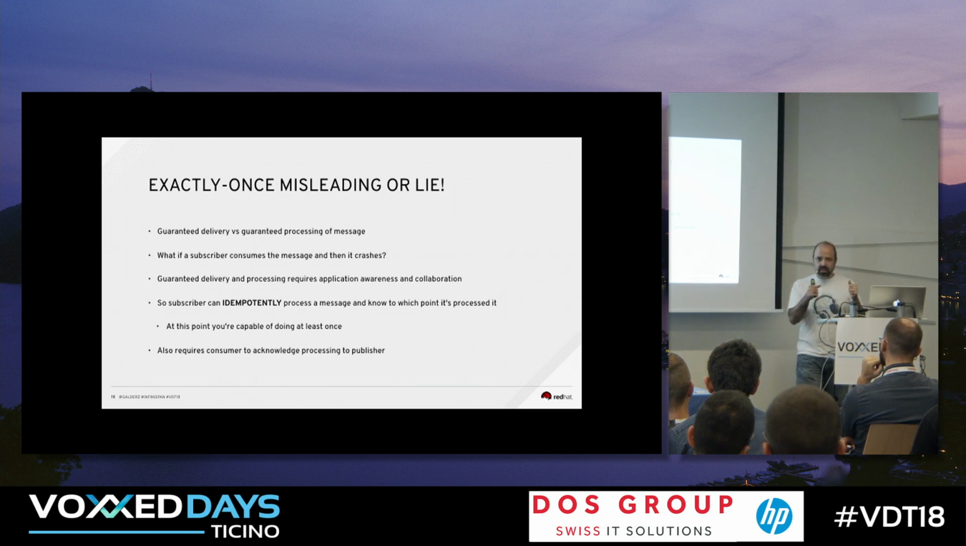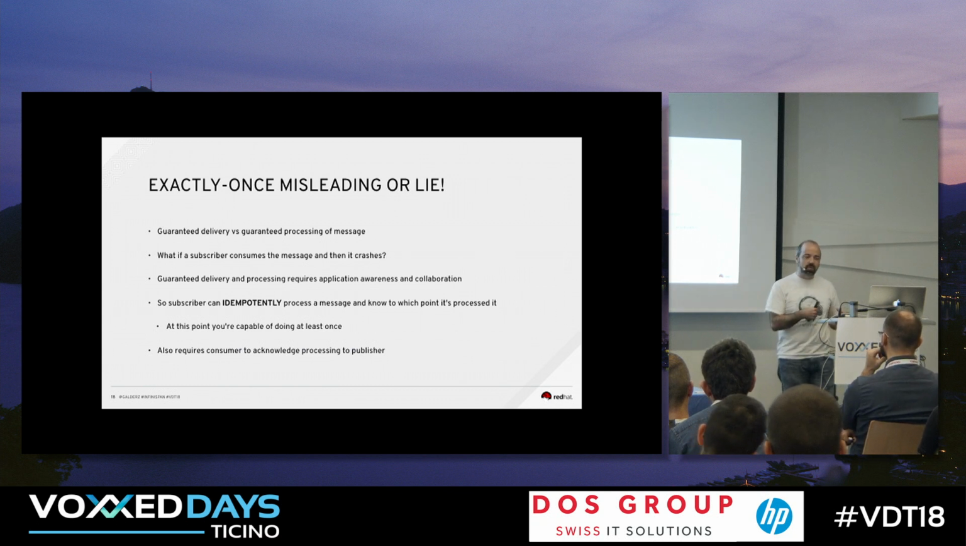So this means that whoever is subscribing to a message has to be able to say, hey, have I processed this message? If I have processed this message, up to which point have I processed it? So what happens is that any attempt to do exactly once delivery really means that you've been able to figure out a way to detect duplicates, or which part of the previous request you've already done. So that means you are back to at least once.